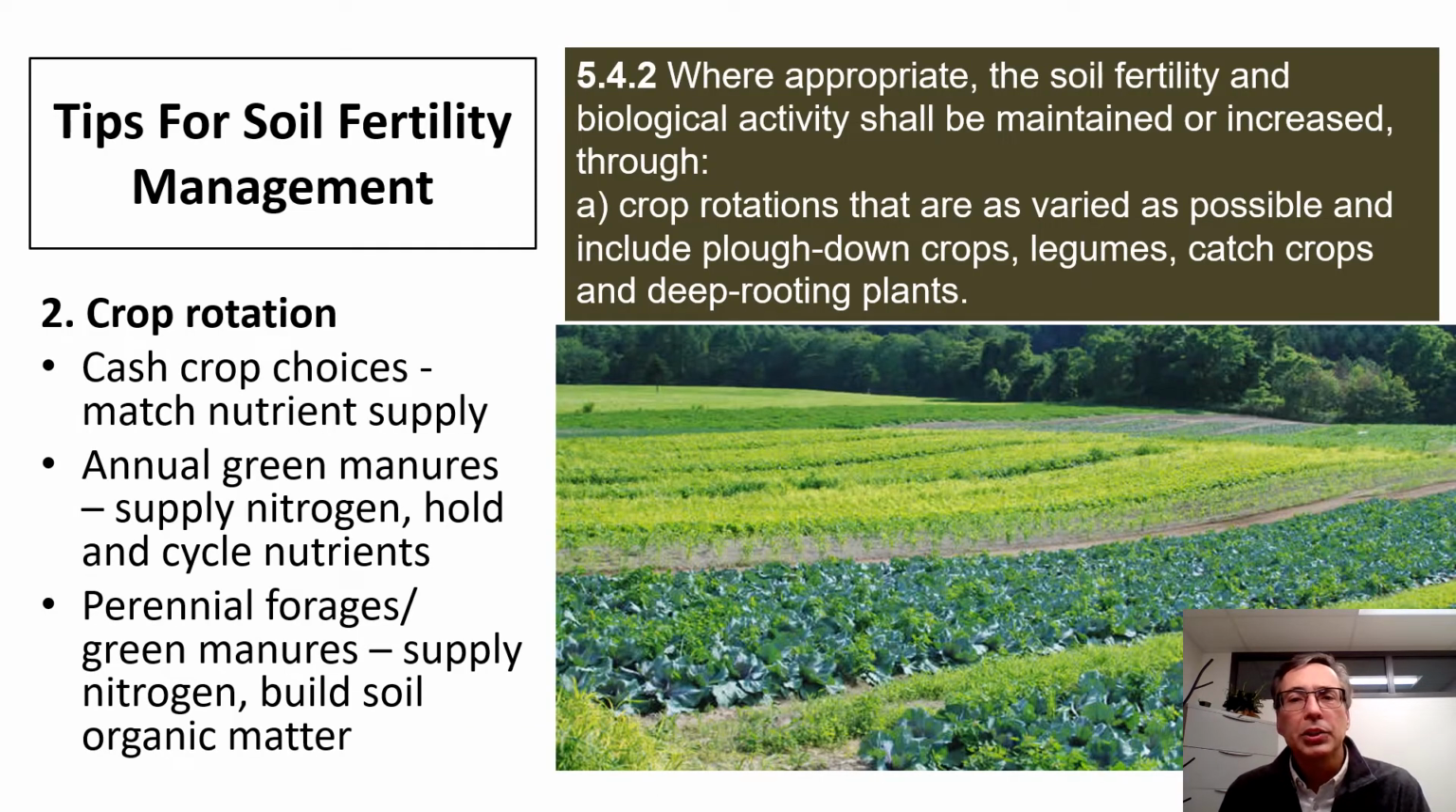So how do we actually enhance soil fertility in organic systems? We need to enhance it by enhancing biological activity using crop rotations. And this means most typically that we're using crops that match our nutrient supply in the soil, but we also use crops like annual green manures and perennial forages that are plowed under or incorporated to supply nitrogen.